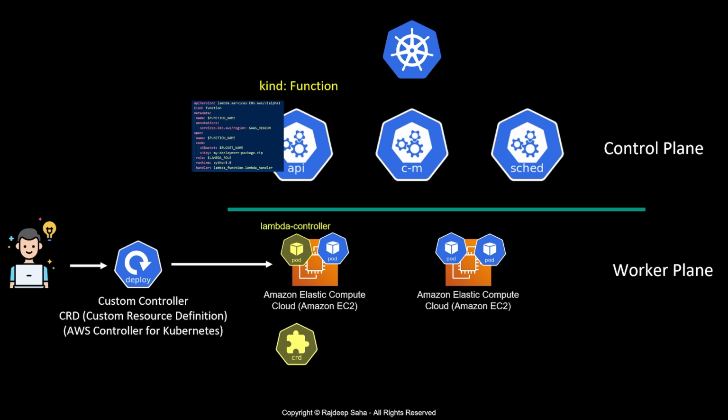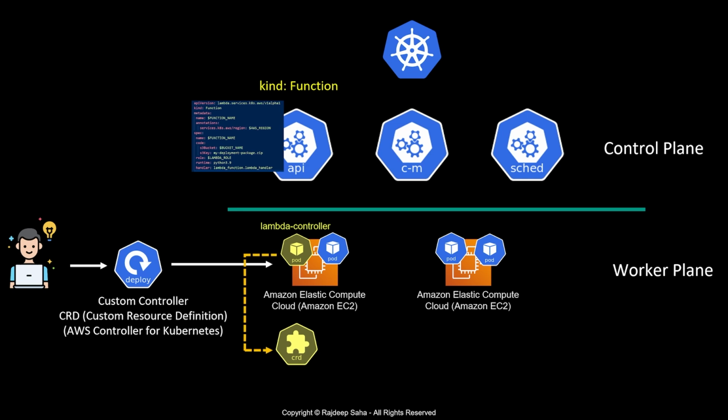So you need to write some sort of code to tell Kubernetes what to do and how to do it. For ACK or AWS Controllers for Kubernetes, AWS is giving you the code, so you don't need to do anything. You just run this deploy and then it's done. So at this point, this Lambda controller pod is constantly watching if there is a kind function kind of object being submitted. So in this case, it is.